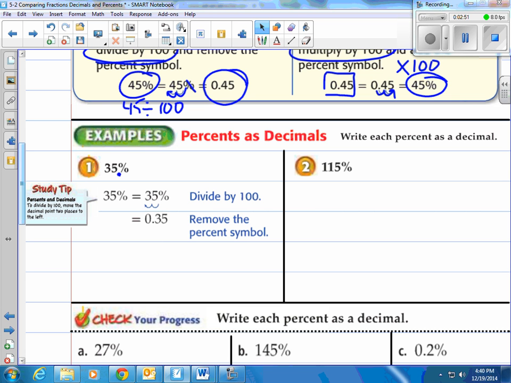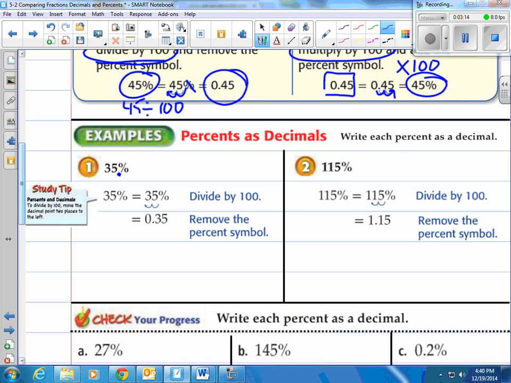How about 115%? A little more tricky because it has 3 digits here. It's greater than 100. Well, you take your 115%, you move the decimal over 2 spots to the left, which is just like dividing by 100. You end up with 1.15, and you remove the percent symbol. So there's your answer. 115% is actually 1.15 as a number. 35% is 0.35 as a number.